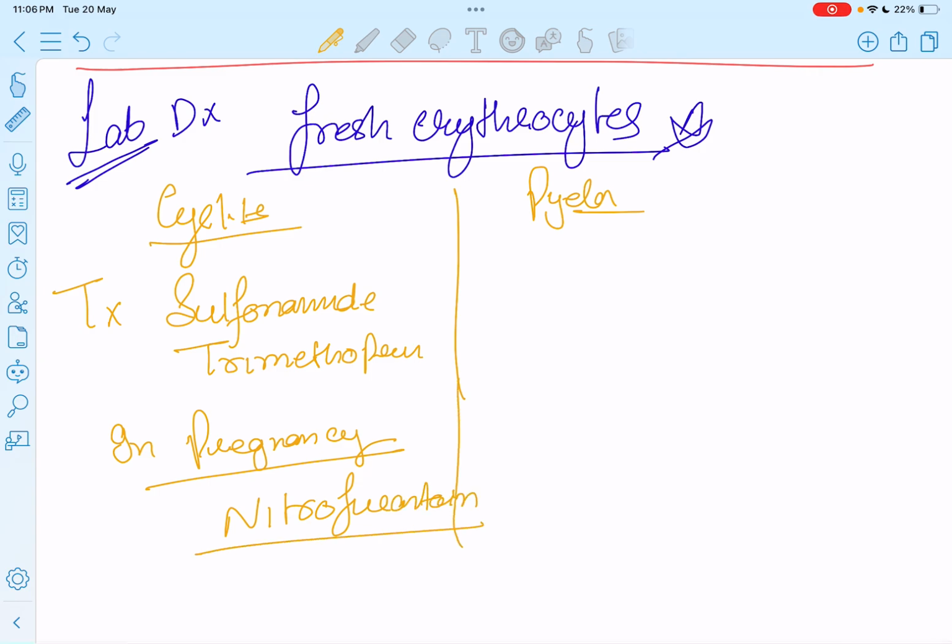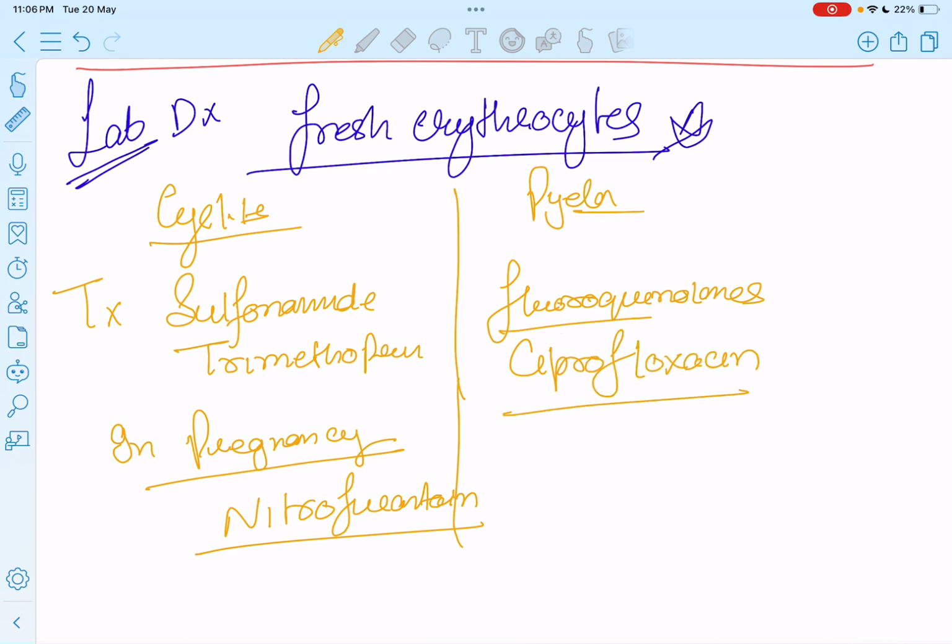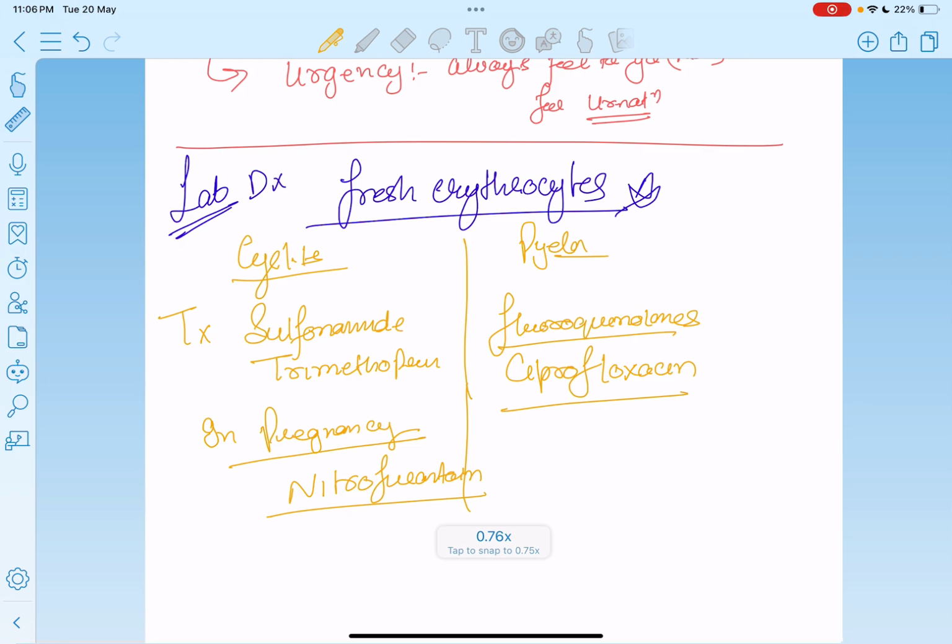And in pyelo, it is a fluoroquinolone and ciprofloxacin. This is a drug you can find.